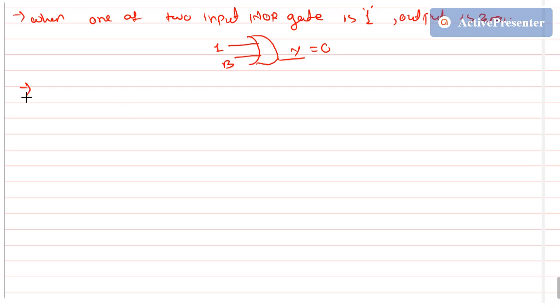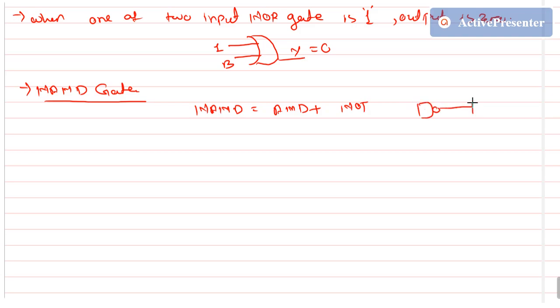Next is your NAND gate. Okay. So NAND is nothing but NAND equals to your AND plus NOT. So I can say the NAND gate is a combination of AND gate and NOT gate.